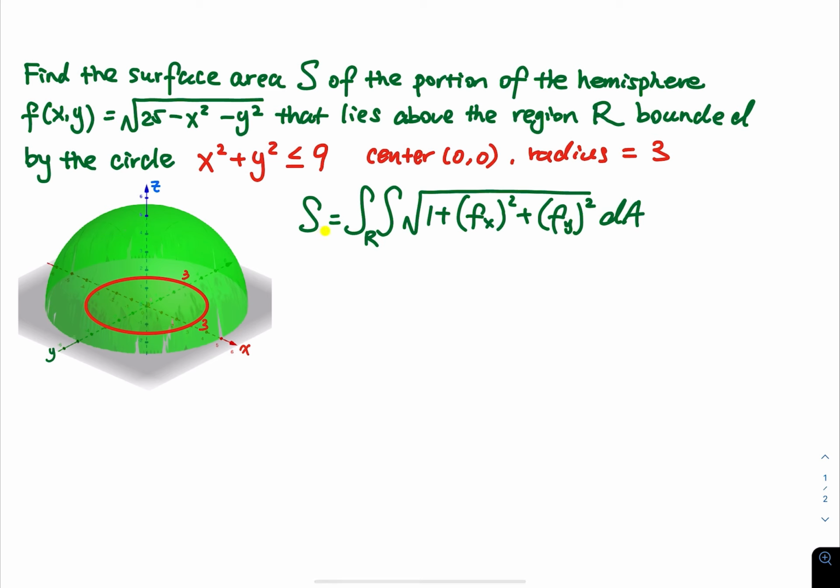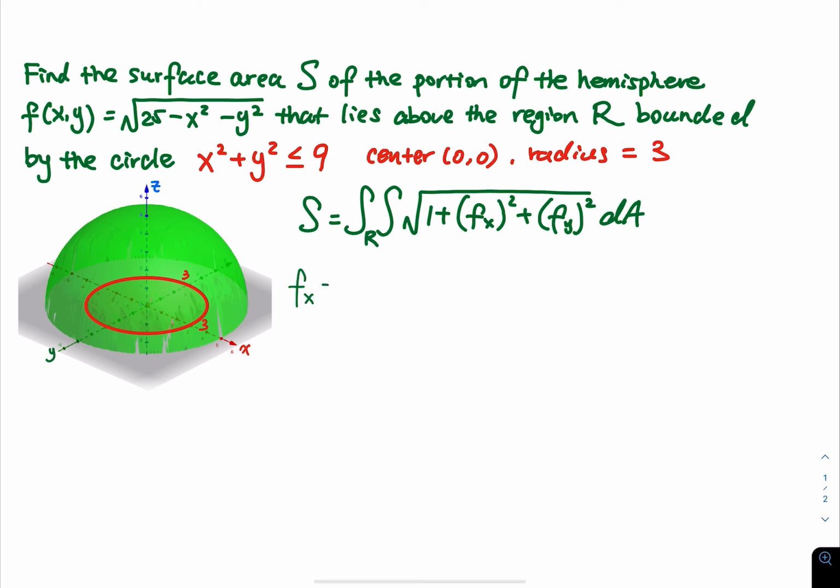The surface area is equal to the double integral over the region R. This is the region R inside the circle. The integrand is the square root of 1 plus the square of the partial derivative with respect to x plus the square of the partial derivative with respect to y. So the first step is we will have to do the partial derivatives.